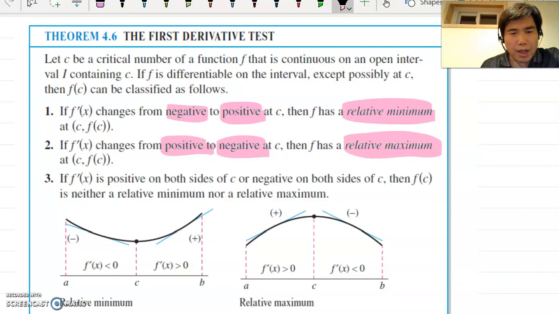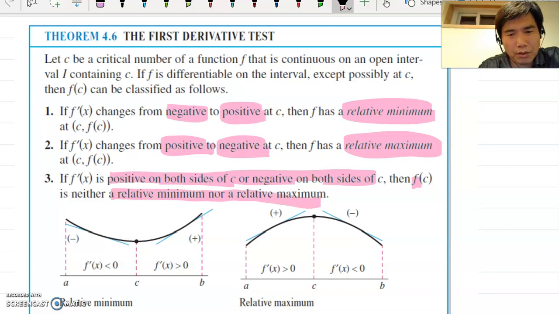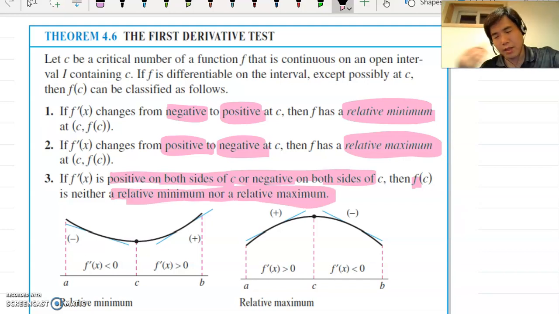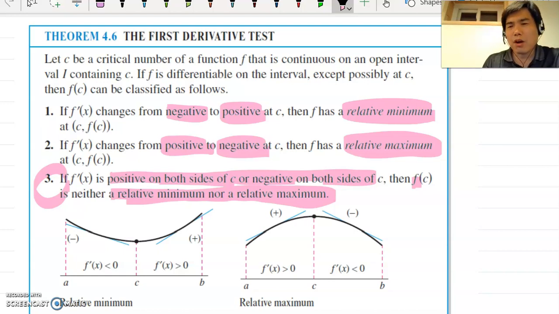And if f prime x is positive on both sides or negative on both sides, then f(c) is neither the relative minimum nor maximum, basically. In this case, I'm going to say maybe an inflection point, where we can apply the second derivative test. Okay, then it is really obvious.